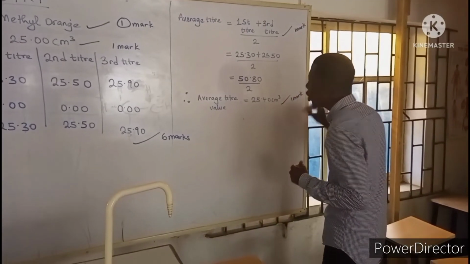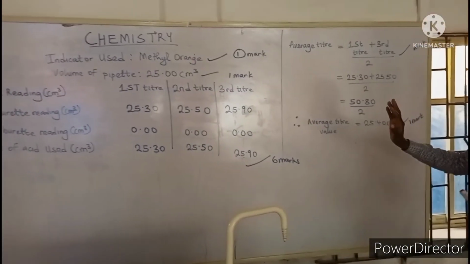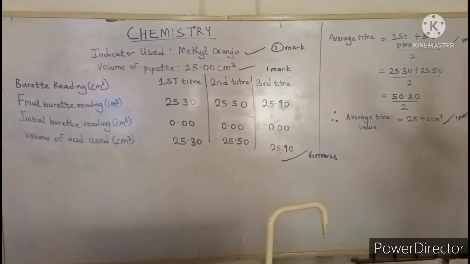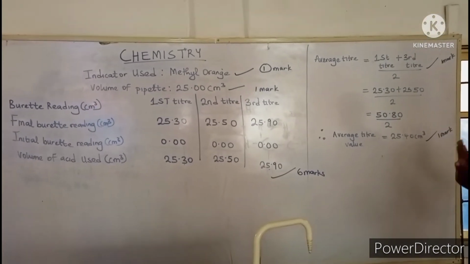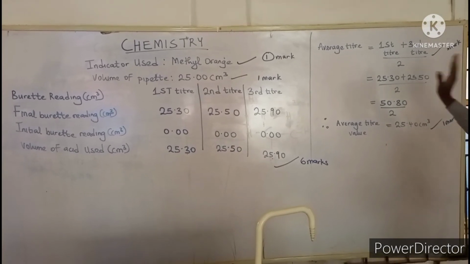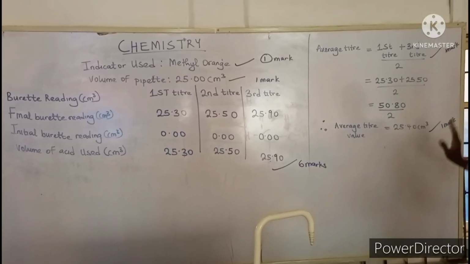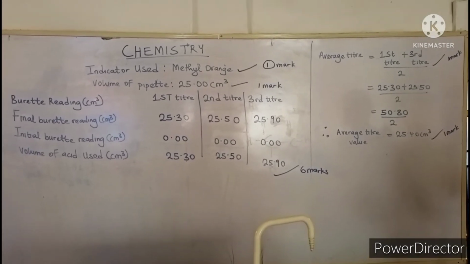Now, in your next exam, I'm expecting you to represent your table in this format. Number 1, indicator used must be indicated, volume of pipette well written, your titre values neatly represented, your average titre value, and the next one, the answer to the average titre value should be in 2 decimal places.